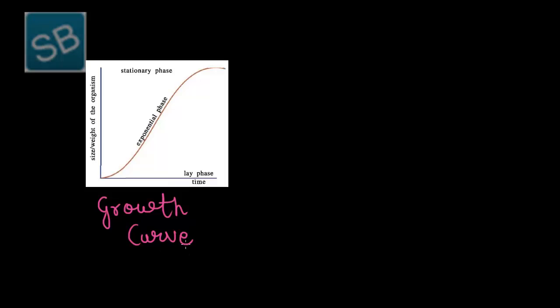This figure depicts the growth curve of an organism. Here, the parameter that is undertaken in order to study the growth rate is the size or weight of an organism that is measured per unit time. As it can be seen, this growth curve mainly consists of three phases, that is, lag phase, exponential, and stationary phase. Since this curve is of S-shape, such a growth curve is known as S-shaped curve or sigmoid curve.